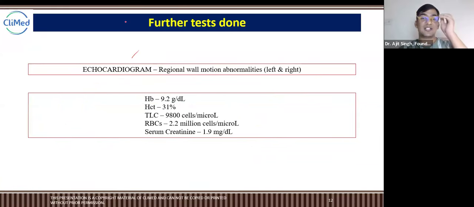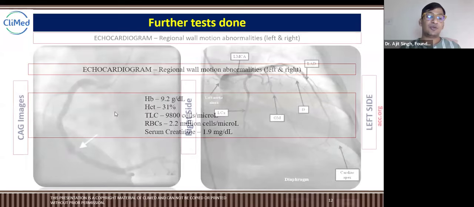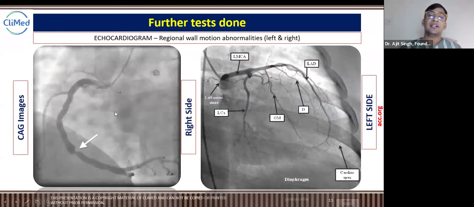Coronary angiogram, Chaitanya, absolutely. We have to do an angiogram, right? So look at this. This was the echocardiogram, which showed regional wall motion abnormalities, and this is the angiogram I showed. This is the real-time patient's angiogram.